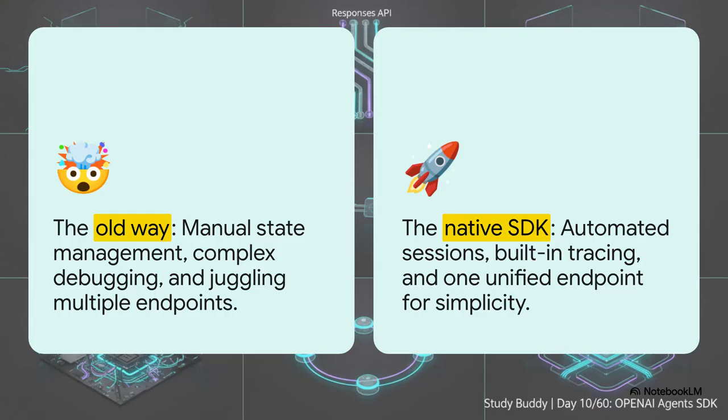And this slide just lays it out perfectly. On the left, you've got the old way, that glue code burden. We're talking manual state management, nightmare debugging sessions, juggling multiple endpoints. It's a mess. But then look at the right. The native SDK solution is so much cleaner. Sessions are automated, tracing is built right in so you can see what's happening, and you've got one single unified endpoint. The difference is just night and day.